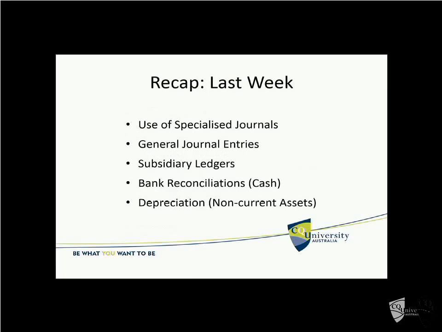So what did we look at last week? Well, we looked at the use of specialised journals, and we saw that specialised journals replace the general journal to the extent we use them, particularly around sales, purchases and cash. We also had a look at general journal entries, and we saw that with those entries we need to put in narrations or descriptions to give a bit of background, and that applies to the computerised systems as well. We looked at subsidiary ledgers, and we see that they don't replace the general ledger, but provide further detail on different items. And then we looked at bank reconciliations.